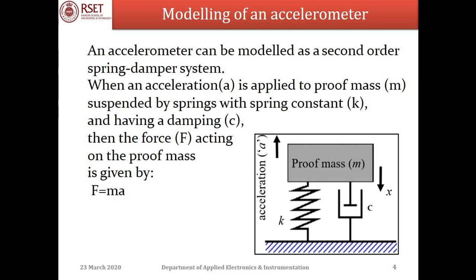Let us now look into the model of an accelerometer. An accelerometer can be modeled as a second order spring damper system. When an acceleration A is applied to a proof mass M, suspended by springs with spring constant K and having a damping C, then the force F acting on the proof mass is given by Newton's law. Force is equal to mass into acceleration, or F is equal to M into A. Now, such an elementary model is actually shown in this slide.